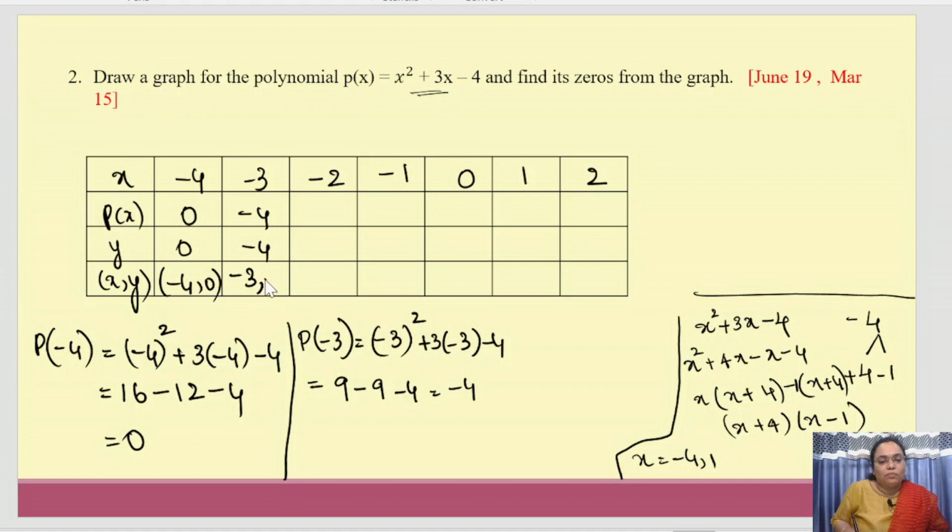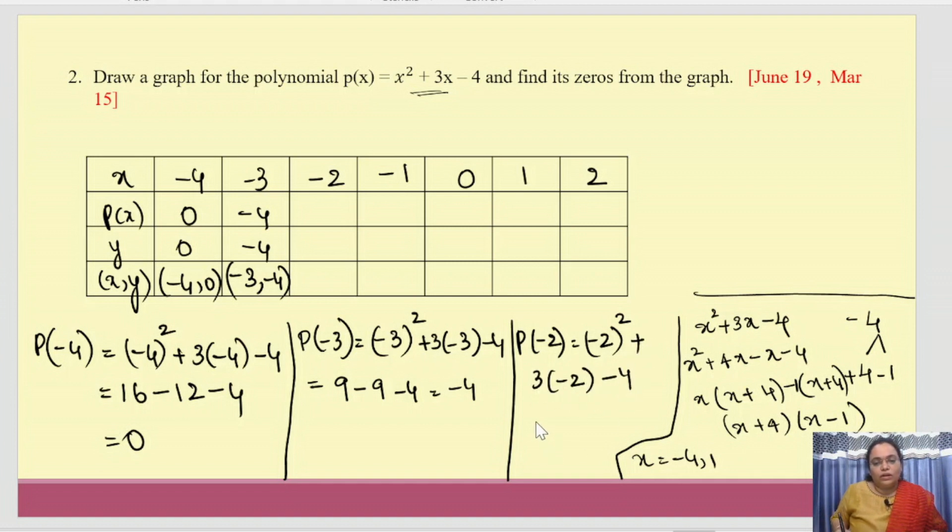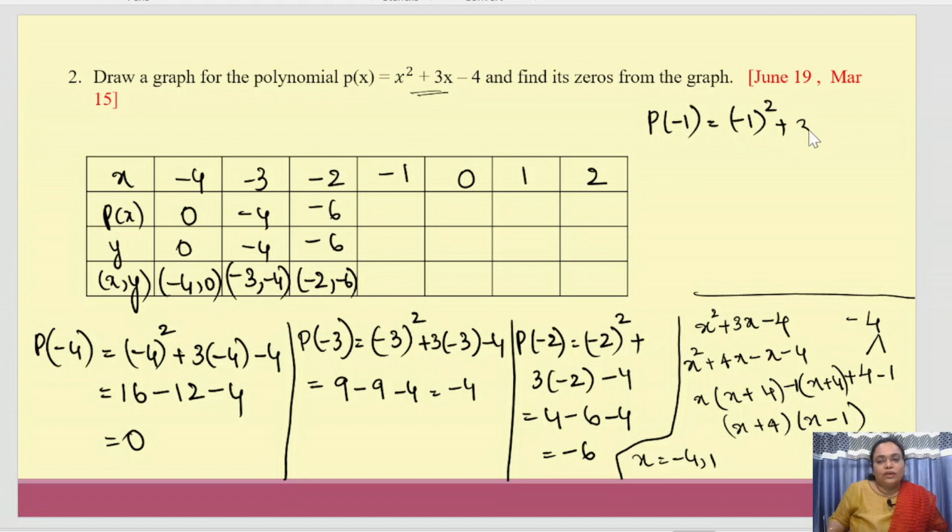So this will be minus 3 comma minus 4. For P of minus 2, which is minus 2 square plus 3 of minus 2 minus 4, you will get it as 4 minus 6 minus 4, which is minus 6. The coordinates are minus 2 and minus 6. And for P of minus 1, which will be minus 1 square plus 3 of minus 1 minus 4, which is 1 minus 3 minus 4, which is minus 6. So the coordinates are minus 1 comma minus 6.